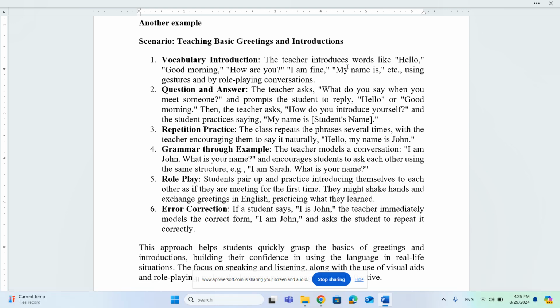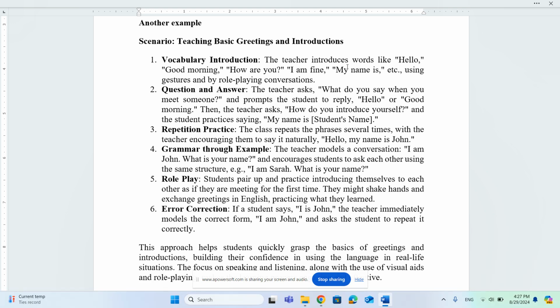Grammar through example. It means we have to teach grammar through example. The teacher models a conversation like, I am John. What is your name? He doesn't say we have to say it like this; it is to give our introduction and ask the name of other people.